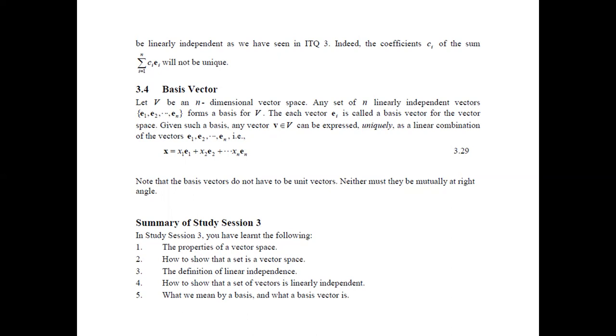Just the way you express the vector (3, 4) as 3i plus 4j. i is E1, j is E2. Note that the basis vectors do not have to be unit vectors. Neither must they be mutually at right angles. That is the end of the study session.